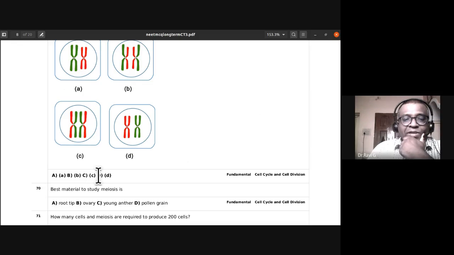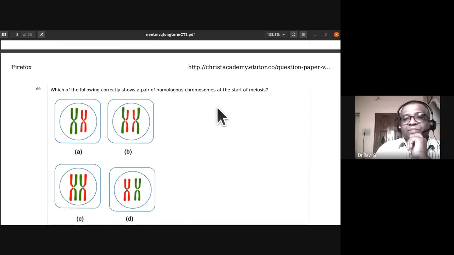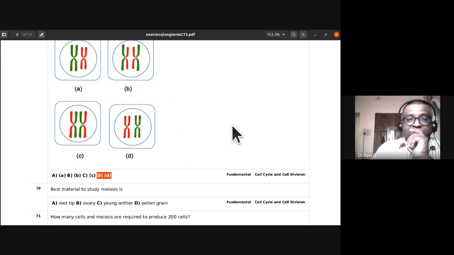D is the answer. Homologous chromosome at the start of meiosis. In the middle of meiosis, paternal and maternal chromosomes mix. So D is the correct one, at the start of meiosis. Paternal chromosomes are separate and maternal chromosomes are separate. No genetic recombination would have occurred.